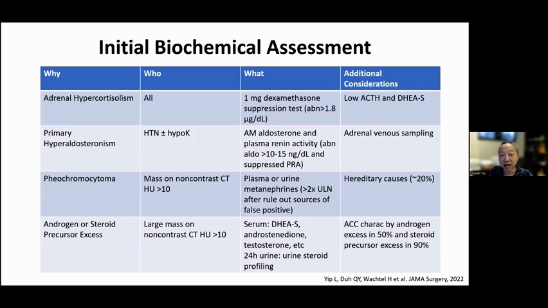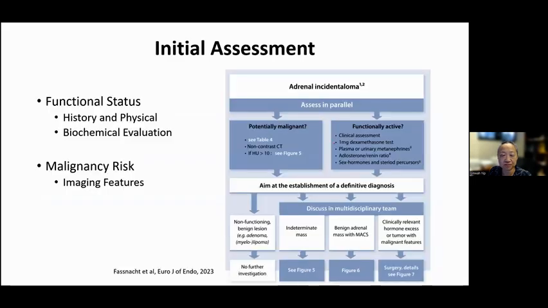For primary hyperaldo, usually hypertension in patients with or without hypokalemia. Probably every one of our patients has some degree of hypertension, and so it's really part of the initial screening. Some of the changes that have happened recently is that not all patients necessarily need screening for pheochromocytoma, only if the mass on imaging has Hounsfield units of greater than 10. So lipid-rich lesions, and we'll talk a little bit more about these imaging features in a little bit, that have a Hounsfield unit less than 10 do not need pheochromocytoma screening. And then you can see the recommendations here for androgen and steroid precursor.